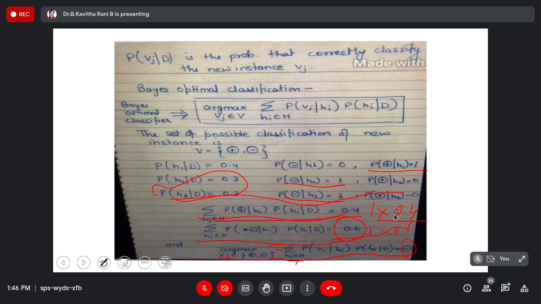So H2 and H3 are the more probable hypotheses. When we give new data, then we get the accurate result by using this hypothesis. So this is nothing but Bayes optimal classifier.